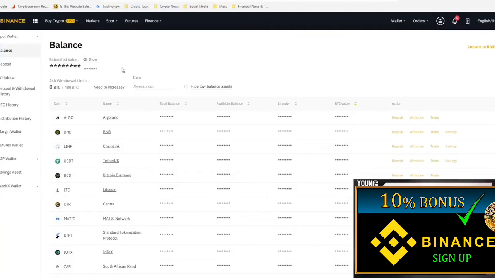But if you want to see your balances, you click on show right here and then you will see all of your balances. But I'm not going to do that for this tutorial. Why do I hold Algorand on the exchange? Because Algorand gets a very good staking reward on Binance. So that's why I'm doing that. Binance is offering staking for some cryptocurrencies, and that's why I have them on here.